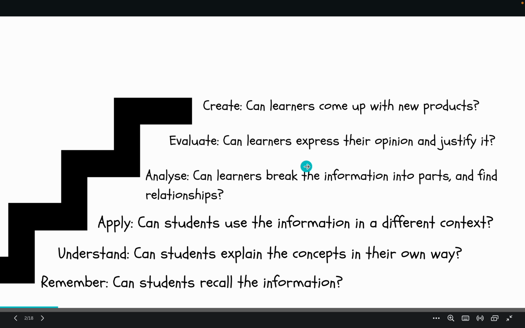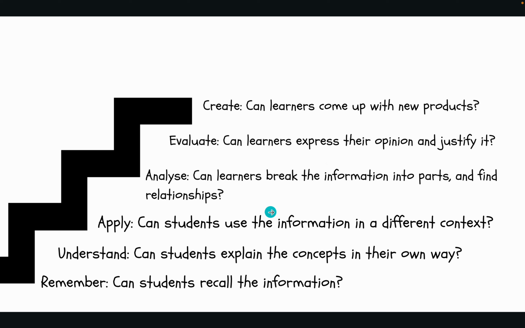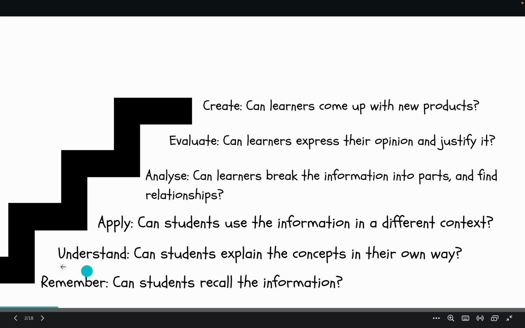I have more content regarding this, and it's more detailed, but this is just a little bit of a summary. And why do we have this type of representation? Because it goes from the easiest, from the most accessible one to the most complex one. And this is what's called the Bloom's taxonomy.